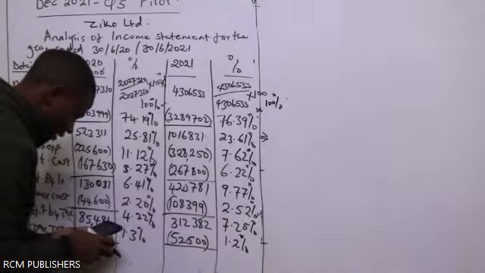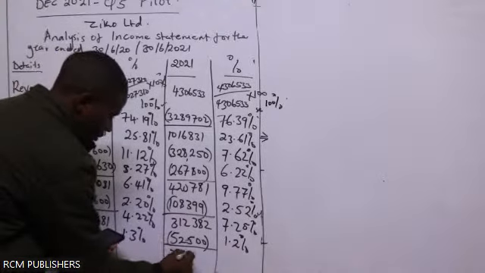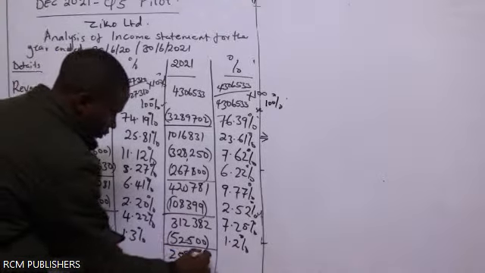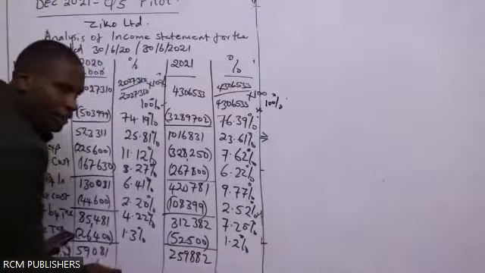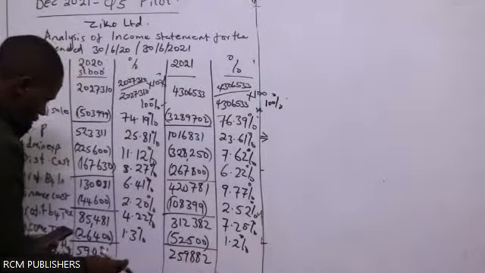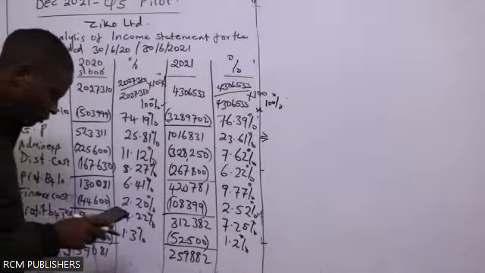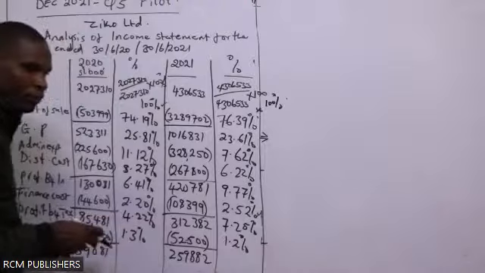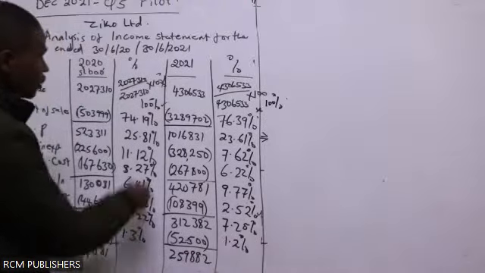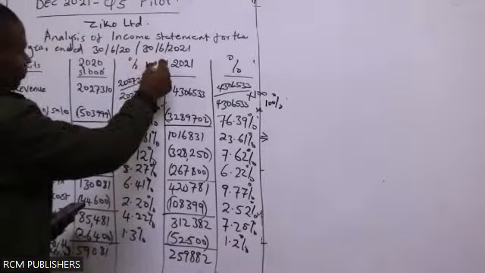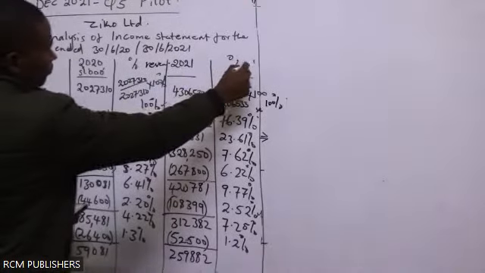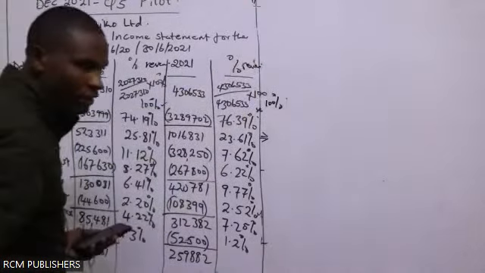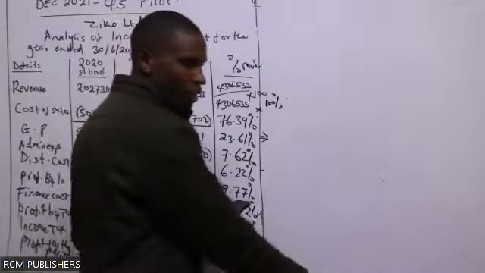59,081, 259,882, 259,882. Haya, nipatie hii ya profit for the year, napata ngapi? Profit for the year, as a percentage of revenue. Profit for the year mnapata ngapi?